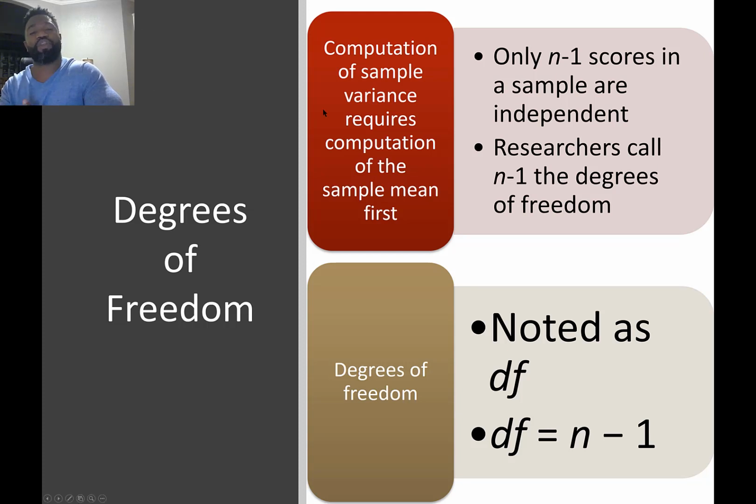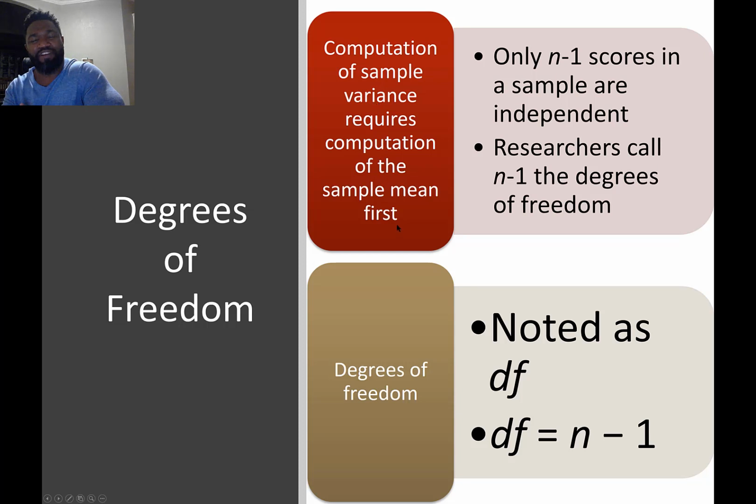Well, when we're trying to compute the sample variance, we first have to get the sample mean, okay? Because remember, in the definitional formula, we had to take each score, subtract the mean, and square it, for every single one of the scores, and then add them up. That was the definitional formula of the sample variance. And we divided that by n minus 1, I believe, to get the sums of squares.